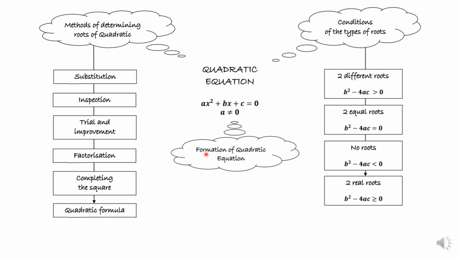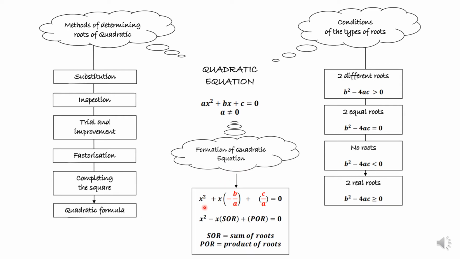As for formation of quadratic equation, it is x squared minus x SOR plus POR equals 0, where SOR is sum of roots and it is negative b over a. POR stands for product of roots, which is c over a.